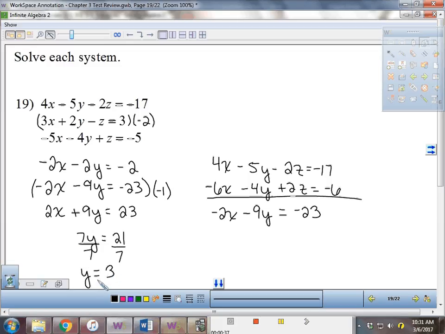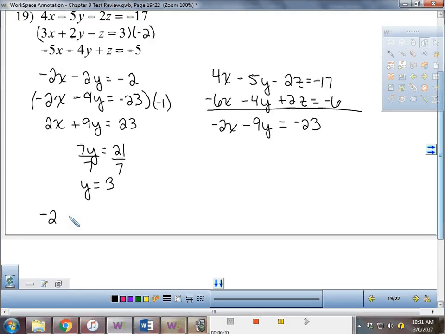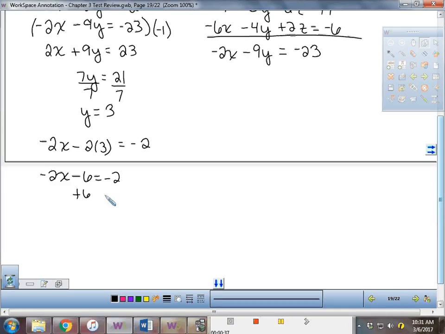All right, so now I can plug the 3 back in up here to solve for the x. So I've got negative 2x minus 2 times 3 equals negative 2. So I get negative 2x minus 6 equals negative 2. Add the 6, and you have negative 2x equals 4. Divide by negative 2, and x is negative 2.